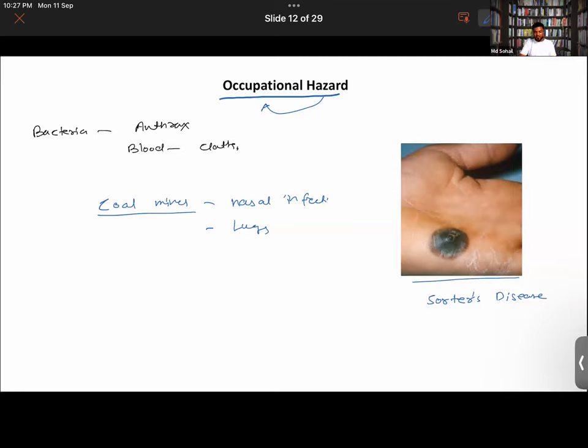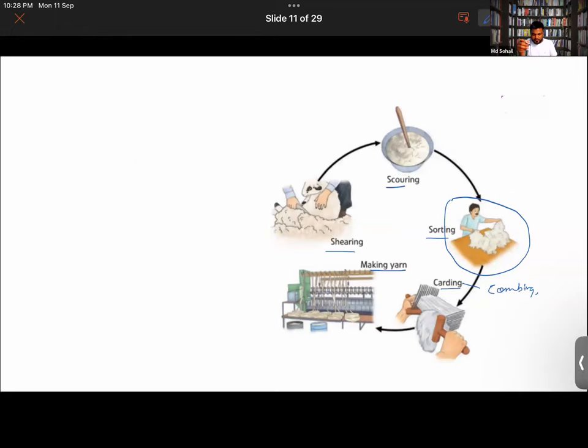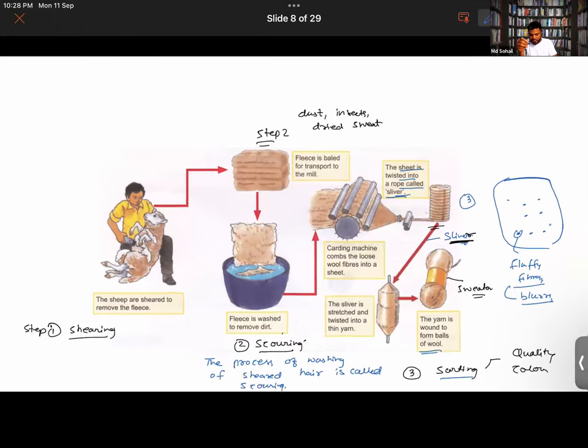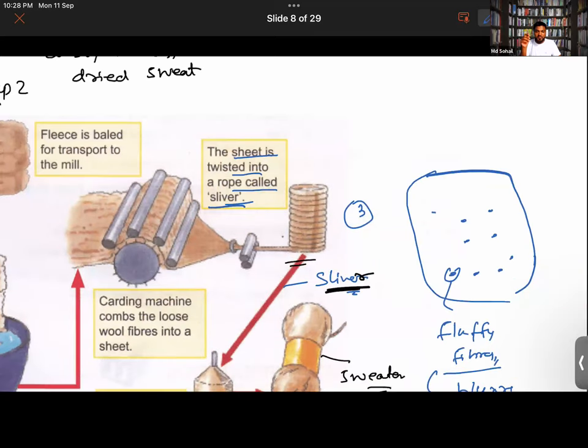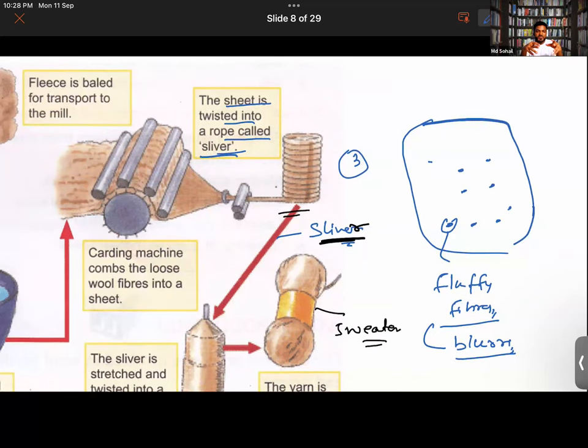Okay, so in today's class, we basically studied the processing of wool. What were the steps? Repeat the steps. Shearing, scouring, sorting, combing, then making the yarn. What was the rope-like structure that you were obtaining called? When the fleece is rolled, then you obtain a rope-like structure. What do you call that rope-like structure? This sliver which I'm talking about here. The sheet is twisted into a rope called sliver.